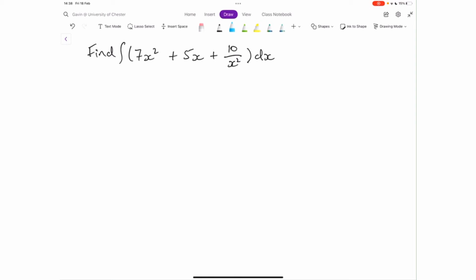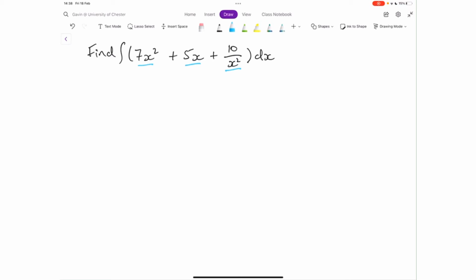Okay, so the 7x squared term, fine, we can deal with that. The 5x term, we can deal with that. But it's this term here, 10 divided by x squared, which is perhaps a little bit more challenging. We can't integrate that simply. So we've got to write this in a way that is a little bit more friendly.